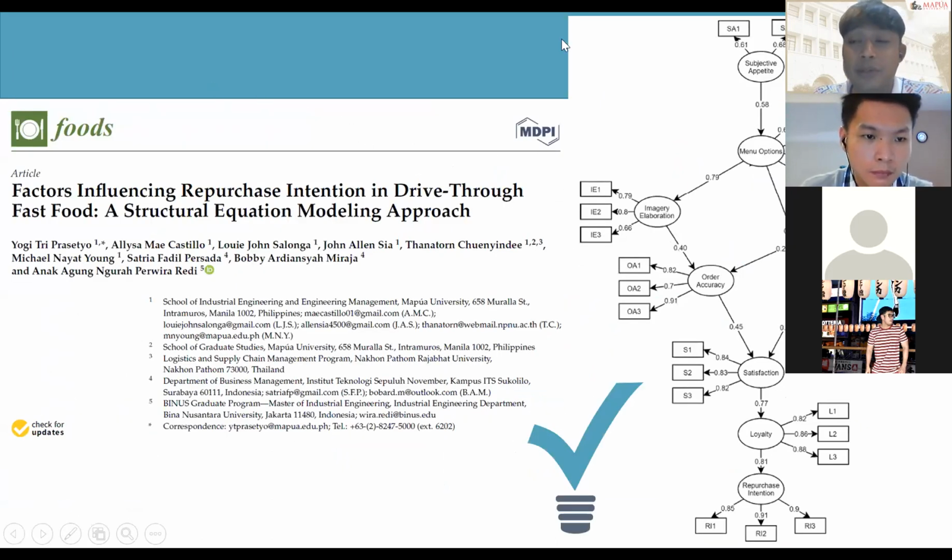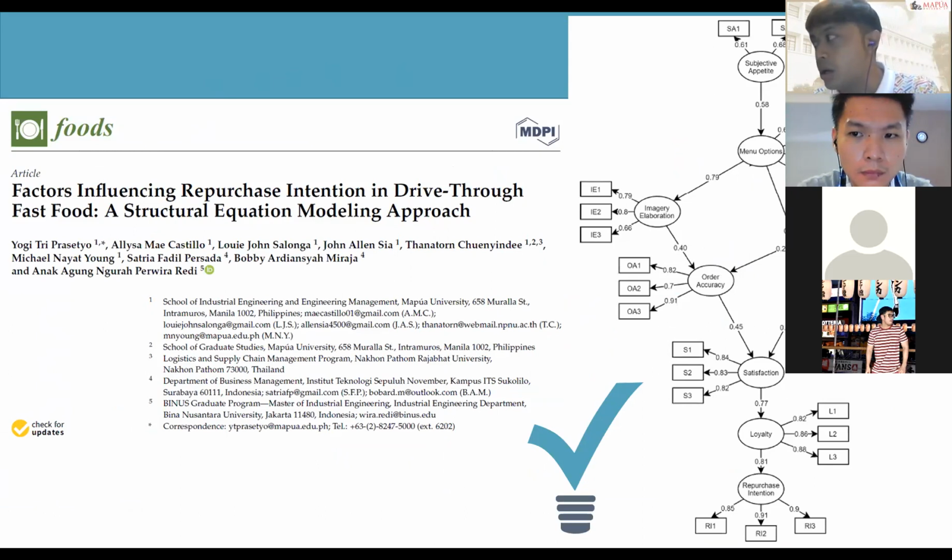MDPI is actually very famous for its very expensive price. For this publication of mine, I spent around 2000 US dollars, or even more than 2000 US dollars, but it was 100% paid by Mapua. Mapua pays for the publication.